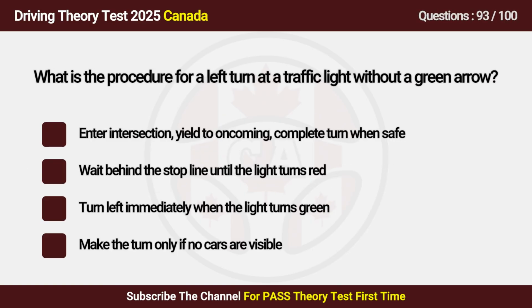Question 93. What is the procedure for a left turn at a traffic light without a green arrow? A. Enter intersection, yield to oncoming, complete turn when safe. B. Wait behind the stop line until the light turns red. C. Turn left immediately when the light turns green. D. Make the turn only if no cars are visible.